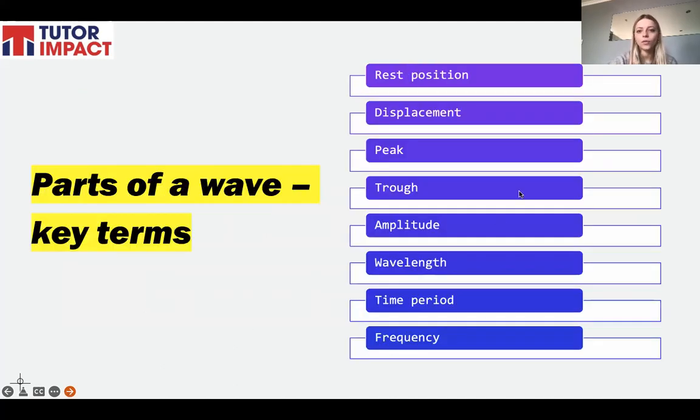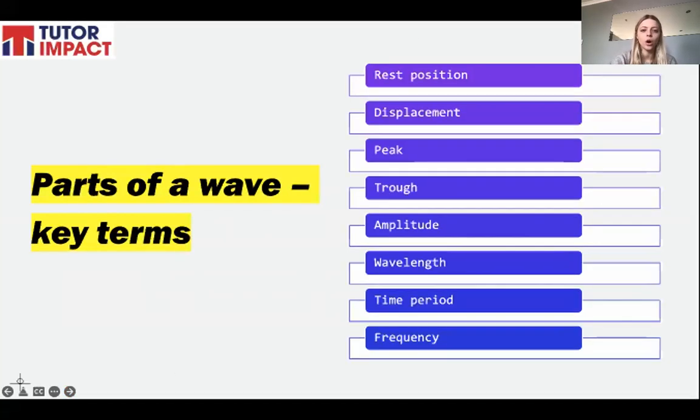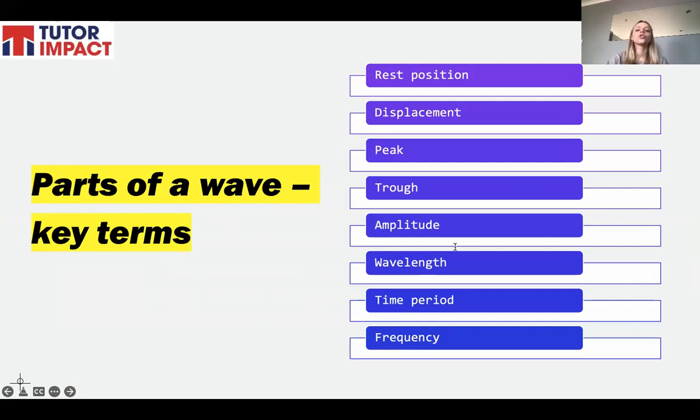We're going to discuss all of these terms and what they mean, because they're used to describe different parts of a wave. The first definition on this list is the rest position. A rest position is the undisturbed position of particles or fields when they are not vibrating. It sounds like what it means, really.